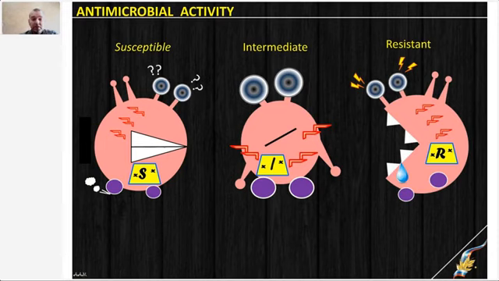So intermediate strain, it is a bacterial strain which is inhibited in vitro by a concentration of a drug which is associated with uncertain therapeutic effect. It means that minimum toxic concentration is very close to minimum effective. They're very close. And you cannot know which effect of a drug will prevail, therapeutic or side effect.